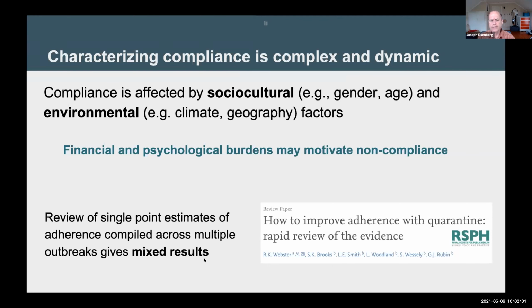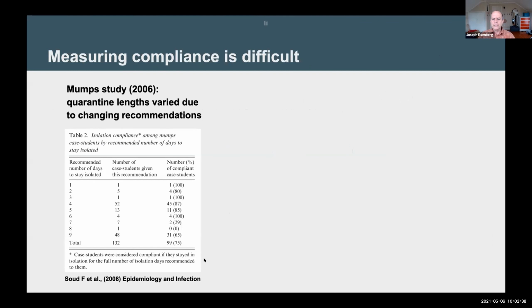A lot of this complexity is illustrated in this review. There are few data that really try to quantify this question of compliance. Here we see a review that takes single point estimates of adherence compiled across multiple outbreaks. The result is mixed and somewhat paradoxical findings, precisely because compliance is context dependent, and comparing compliance data across outbreaks makes it very complicated to tease apart the determinants of compliance across these different settings.